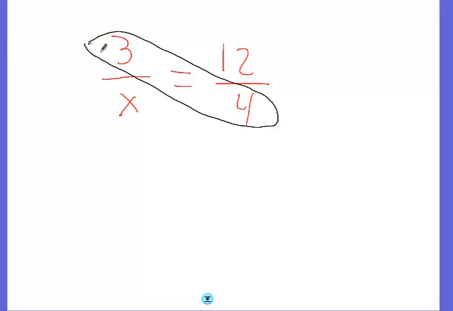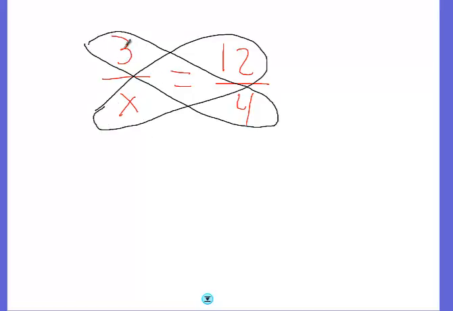Let me give us another one: 3 over x equals 12 over 4. One of the ways people learn proportions is cross multiply and divide. So they're going to cross multiply.